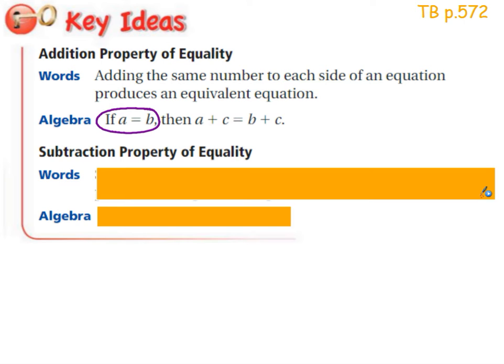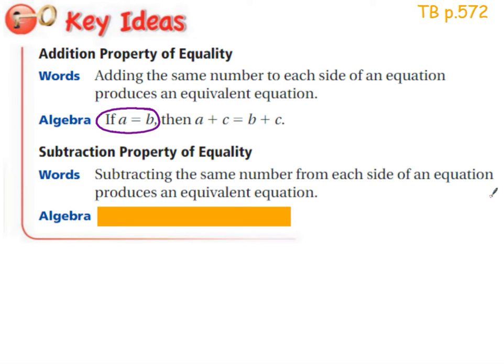The subtraction property of equality is the same thing, except instead of adding, we're going to be subtracting. So if A equals B, then A minus C will be equal to B minus C.